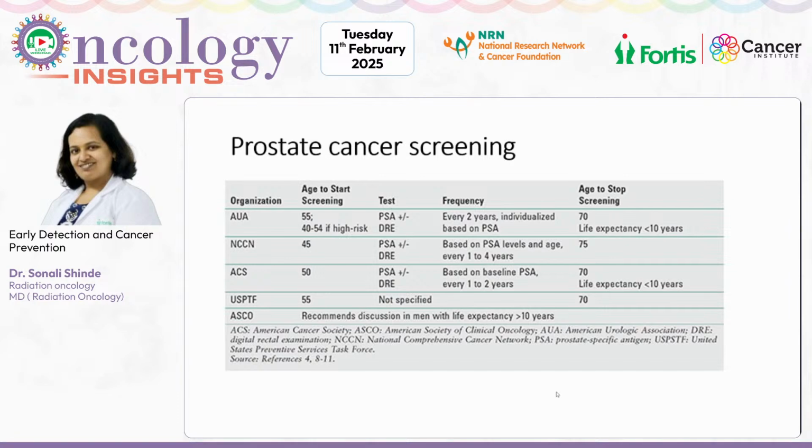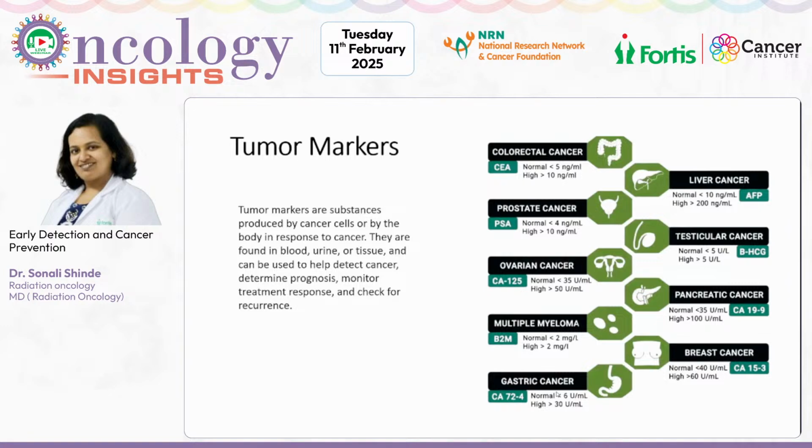So what are tumor markers? Tumor markers are substances produced by cancer cells or by the body in response to cancer. They are found in blood, urine, or tissue and can be used to detect cancer, determine prognosis, monitor treatment response and check for recurrences.